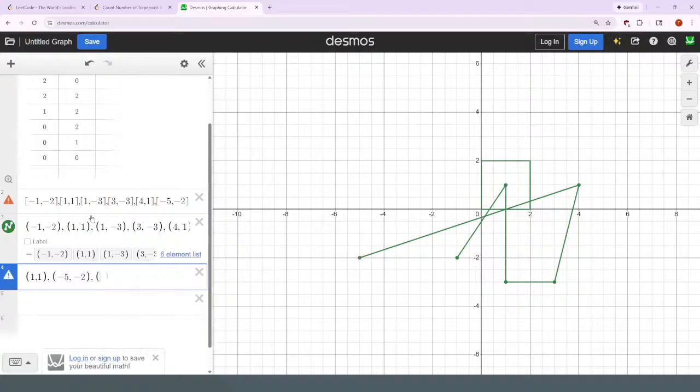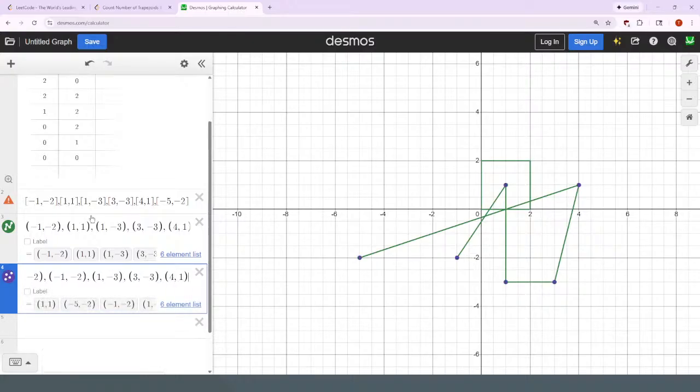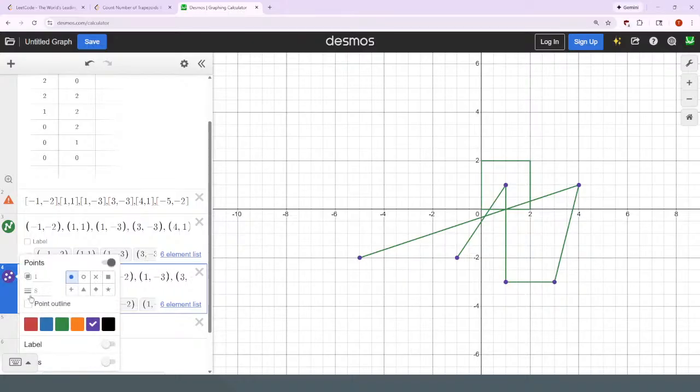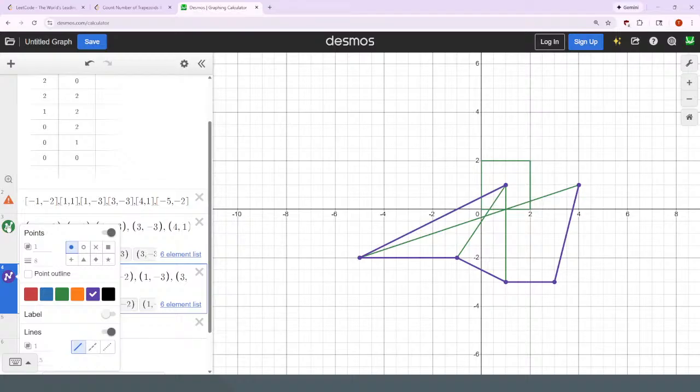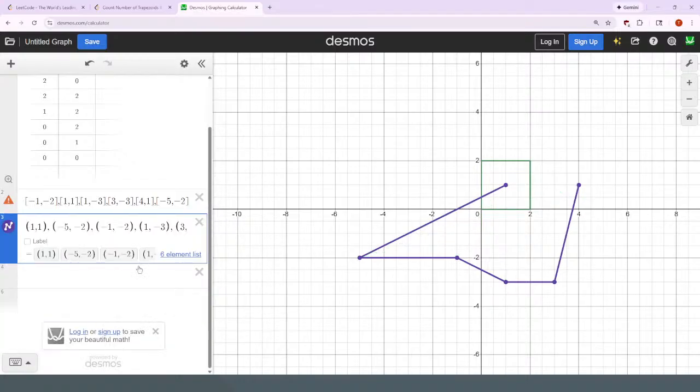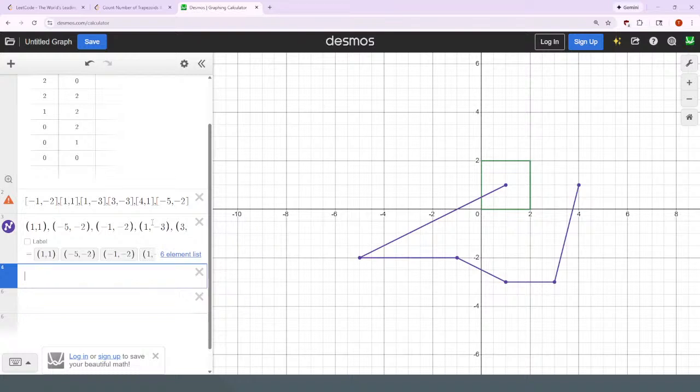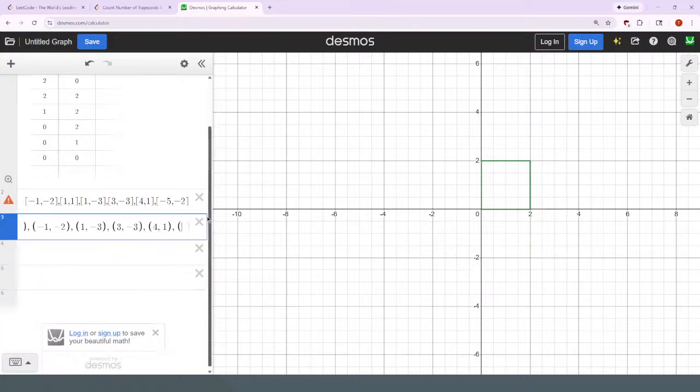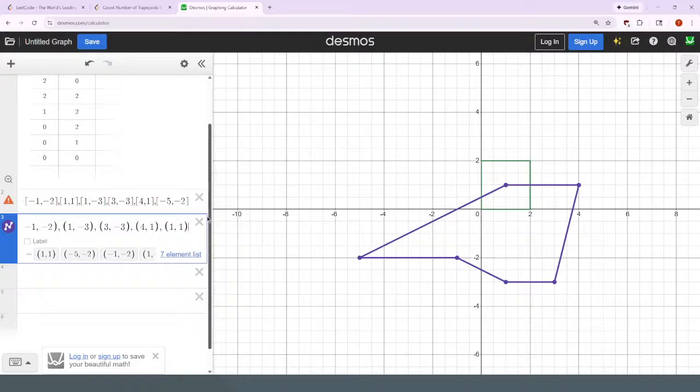Then -1, -2. 1, -3. 3, -3. And then last but not least, 4, 1. Alright, just close up the loop. Back to 1, 1. Okay.